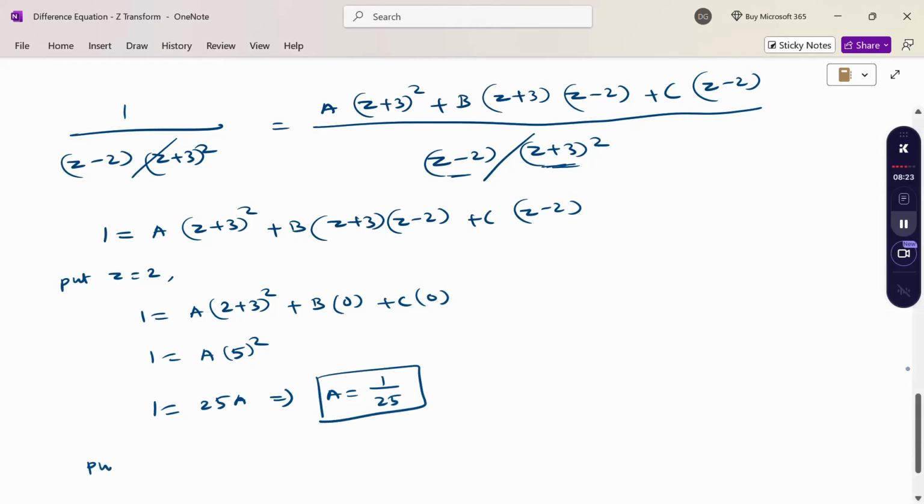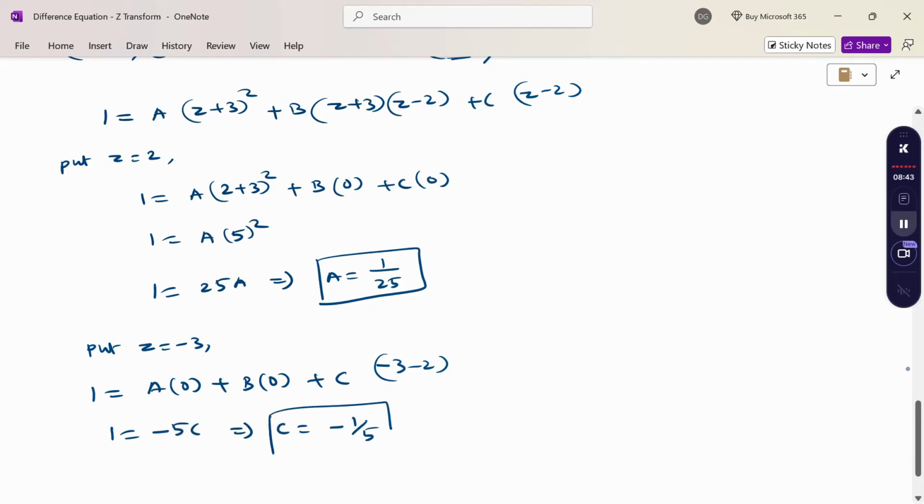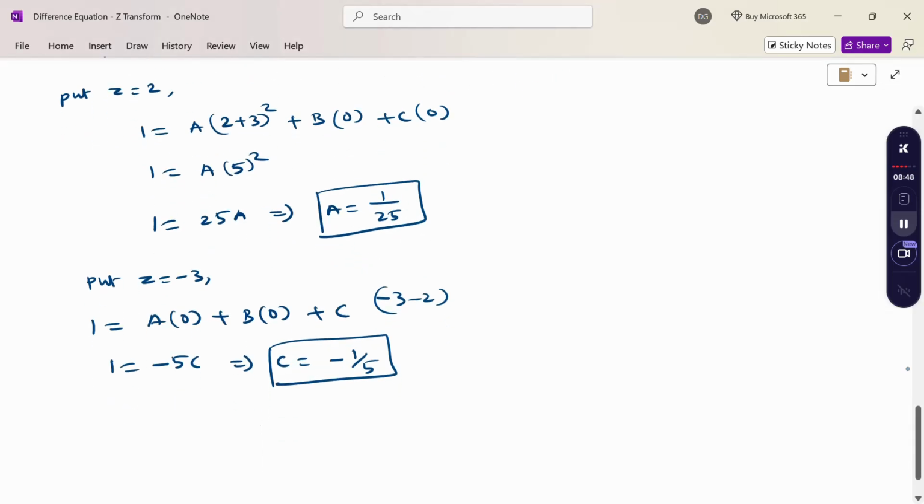And then put z = -3. When I substitute z = -3, the left-hand side is 1 = a·0 + b·0 + c(-3-2). So 1 = -5c, c = -1/5. Now, is any other term possible? Not possible. So directly substitute z = 0.